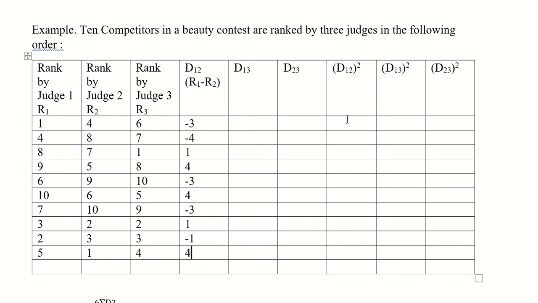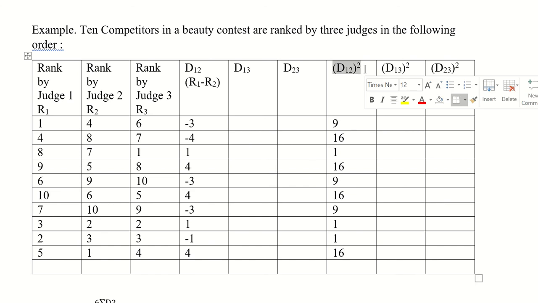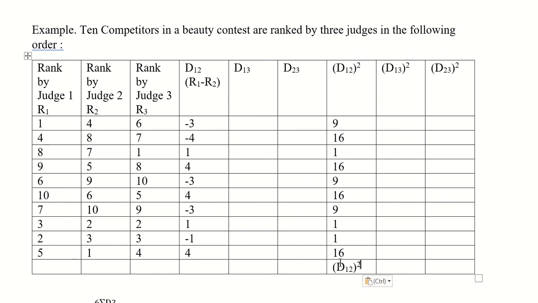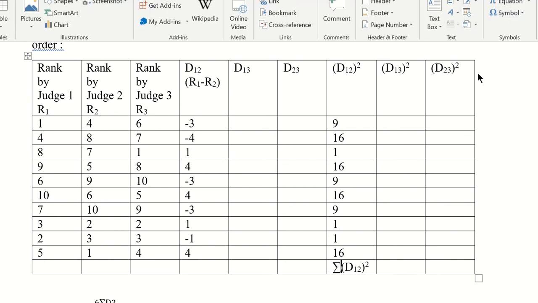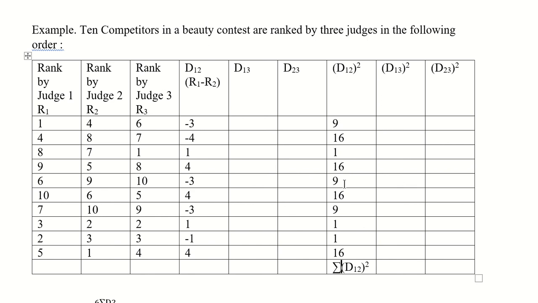And we can simultaneously calculate its square also. So 3 3s are 9. 4 4s are 16. 1, 16. 3 3s are 9. 4 4s are 16. 3 3s are 9. 1, 1. 4 4s are 16. So I have obtained D12 square. Now I would need its summation also. So here I'm just writing the summation also. Summation of D12 square. Okay.